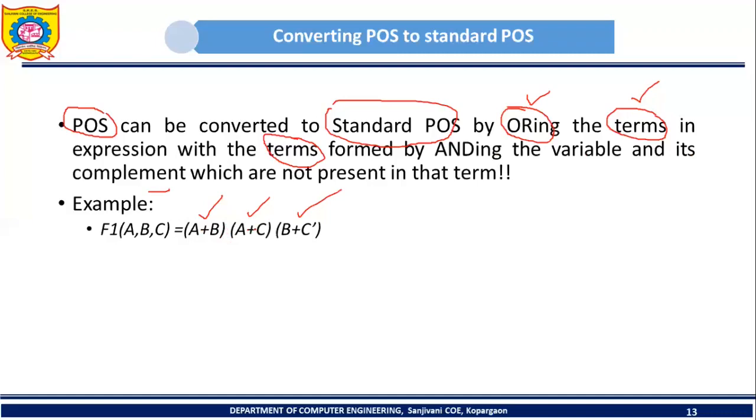Similarly, in this second term, which literal is missing? B. So we should rewrite this term like A plus C plus the AND operation between B and B bar, so A plus C plus B into B bar. So this will be the next step. A plus B, plus the missing literal is C, so C into C bar. Here the missing literal is B, so A plus C plus B into B bar. Then here the missing literal is A, so B plus C bar plus A into A bar. Clear? So here what we have done? We have added C into C bar, B into B bar, and A into A bar.